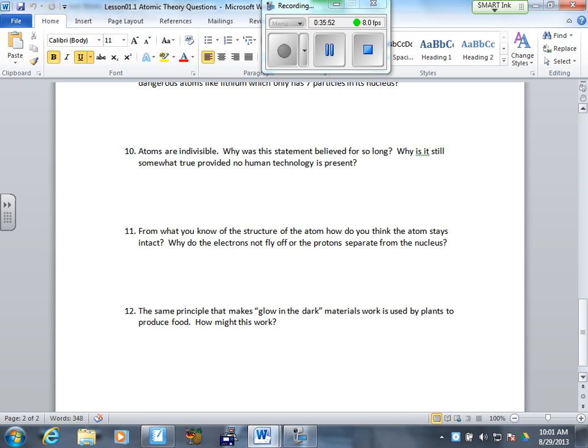And then number 12, same principle, it makes glow-in-the-dark materials work, is used by plants to produce food. We talked about that right at the end. Sun hits the leaves. Right, so if they get excited, they gain energy, they move up. And then when the energy is gone that's holding them there, they slowly fall down the ladder, releasing their energy, and that energy can be used by other parts of the cell to harness and make energy, make sugar.